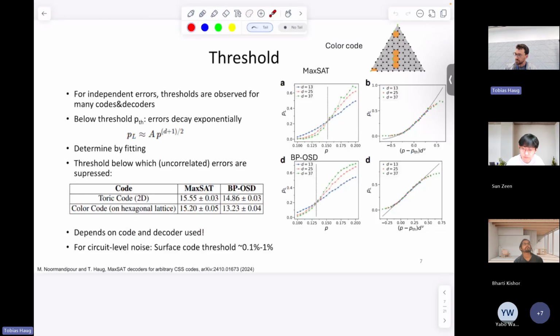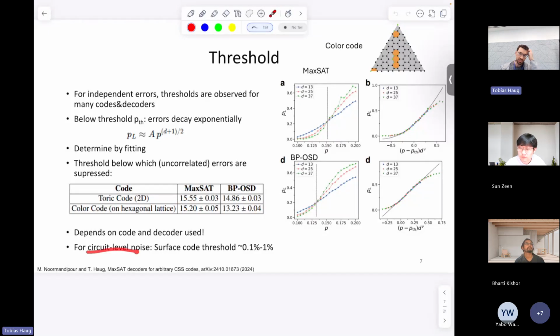So the point is, it depends on the code and decoder used. We'll talk about this in a minute. Also, it depends on the type of noise model. The plots I showed here are for a very simple noise model. We assume only the data qubits are subject to errors, whereas the syndrome measurements are noise-free. For this, you get a threshold for the toric code, let's say a surface code, of 15.5%, relatively high.